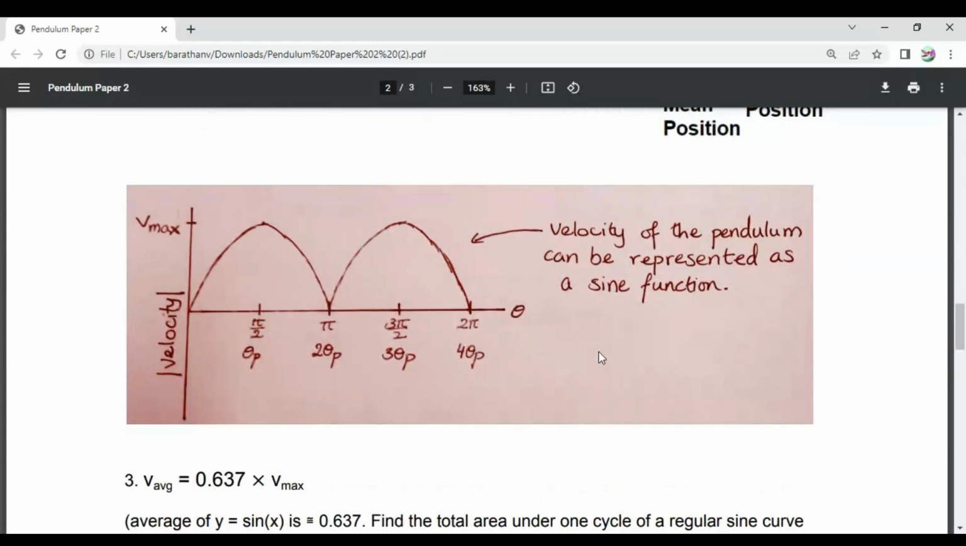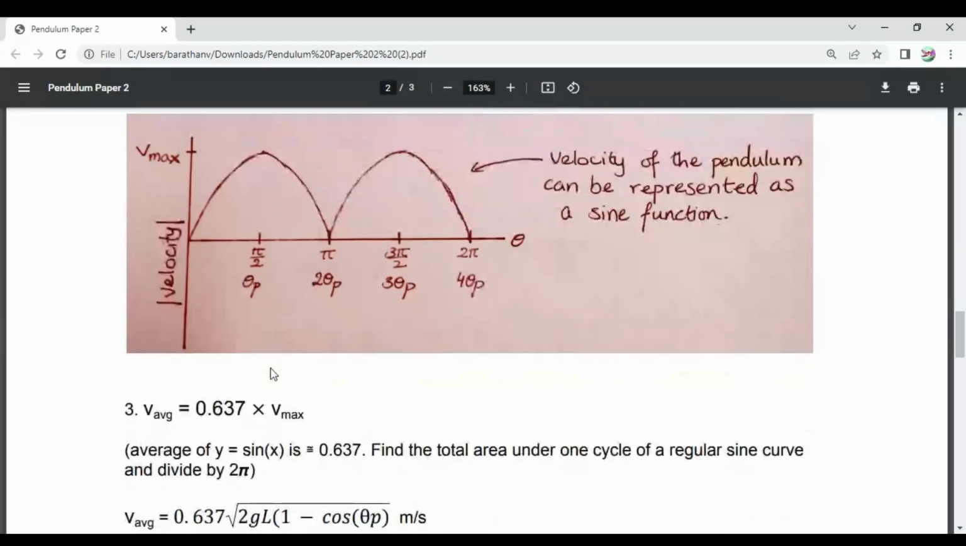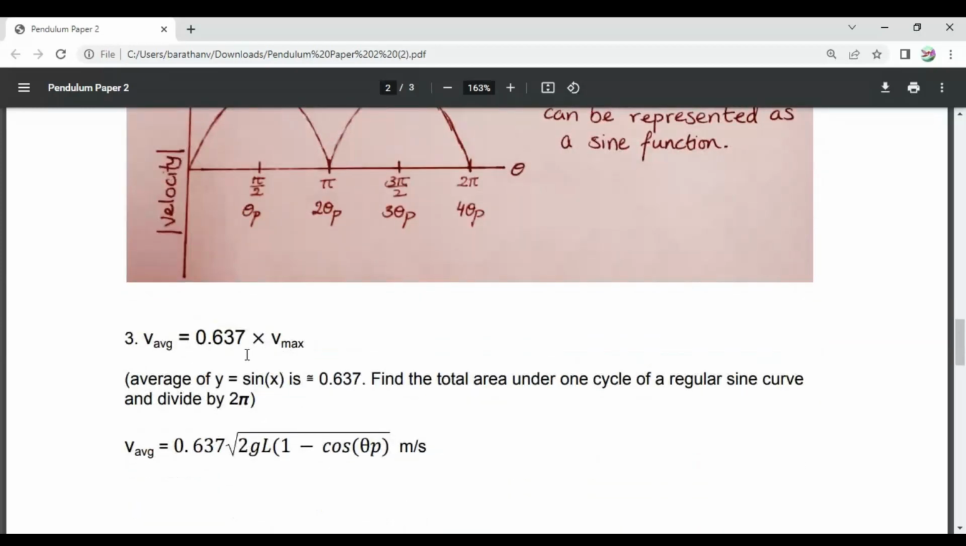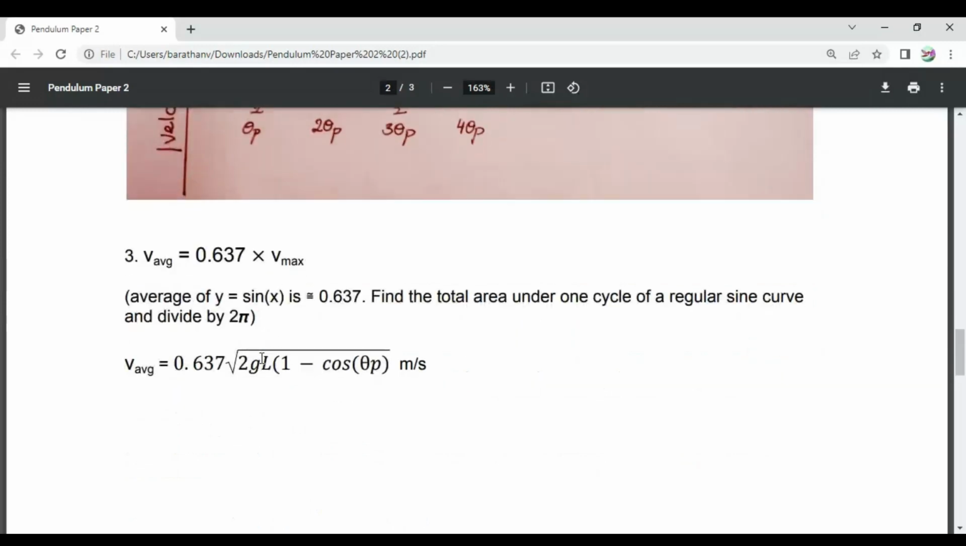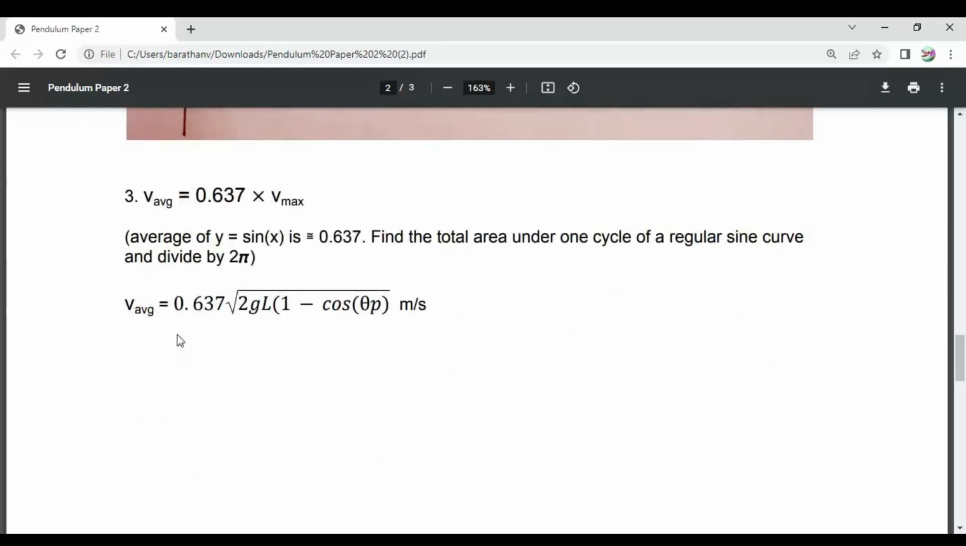This is simple harmonic motion, so the velocity of the pendulum can be represented as a sine function. Here we have only taken the absolute value of the velocity. So our average velocity amounts to 0.637 times our maximum velocity, which yields this expression.